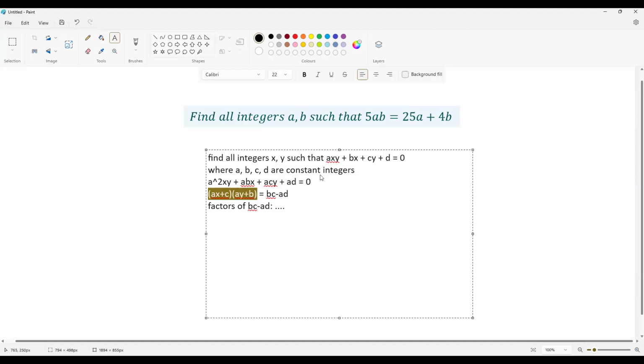And this technique is called Simon's Favorite Factoring Trick. I think that's what it's called. Simon's quite cool. He may have invented this factoring trick. Very smart fellow. Okay, next problem.